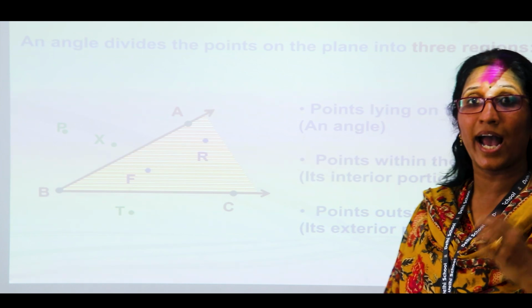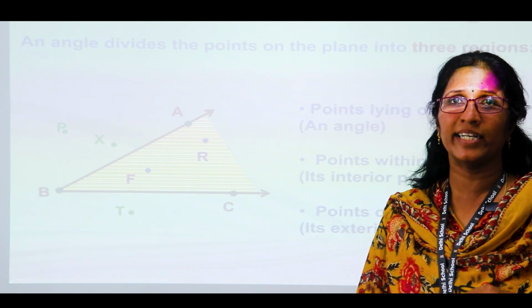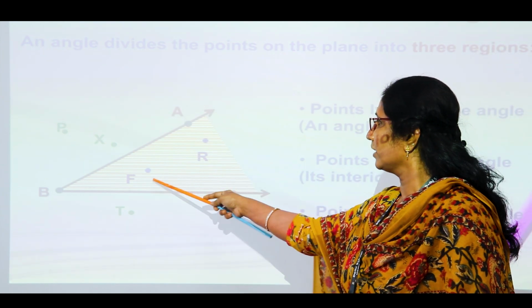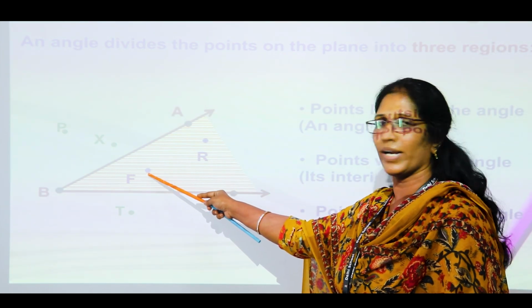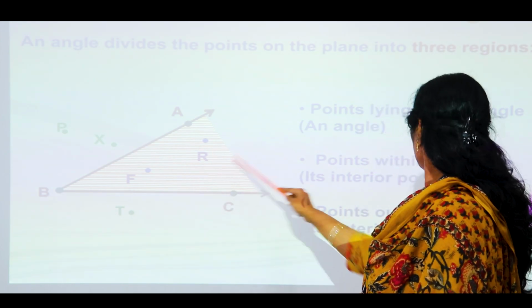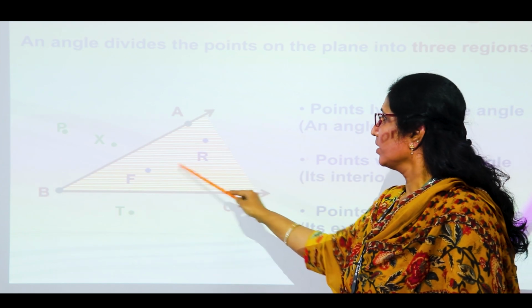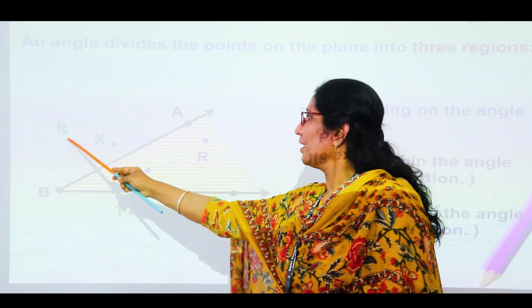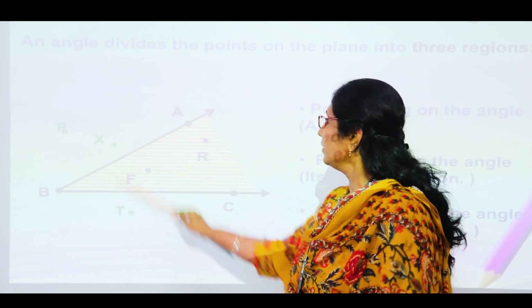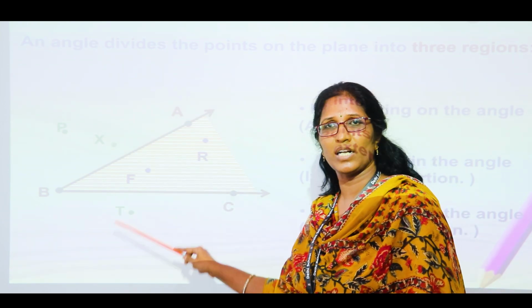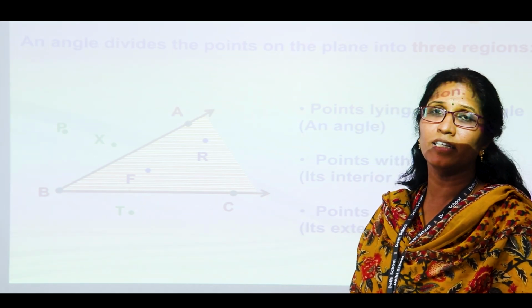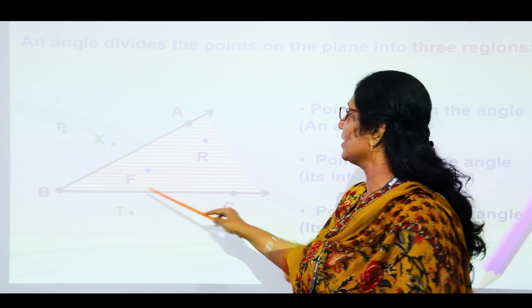Interior means the points which lie in the angle, in the space of the angle. You can see in this picture a point F and a point R which are within the angle, and there are points P, X and T, and these three points lie outside the angle. Those points are called exterior points of angle ABC.